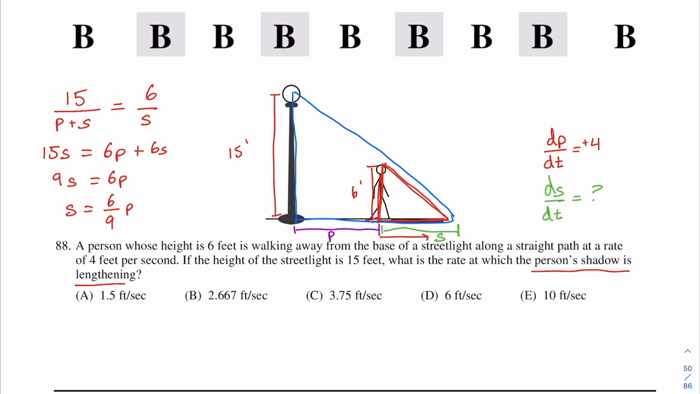And now if we use implicit differentiation, we get that ds dt is equal to 6 over 9 dp dt. And you'll notice we're already given dp dt, which is 4. So if we plug in 4 for this dp dt, we see it's 6 over 9, which is 2/3 of 4, which happens to be 2.667. And so there it is. The answer for the rate at which the person's shadow is lengthening is B, 2.667 feet per second.